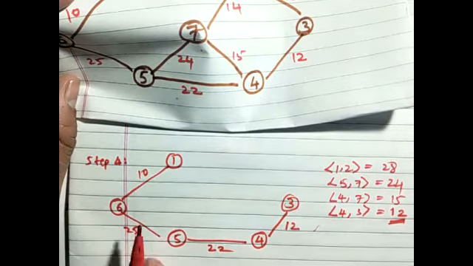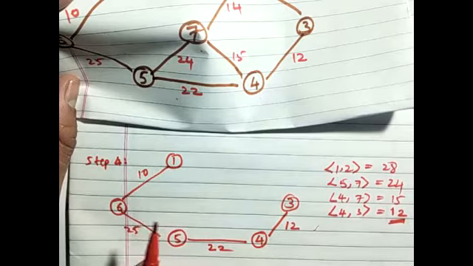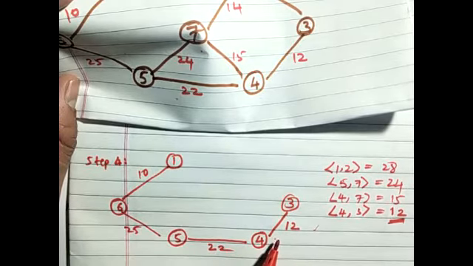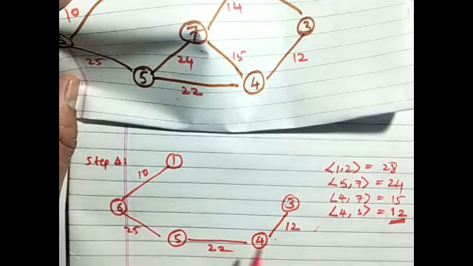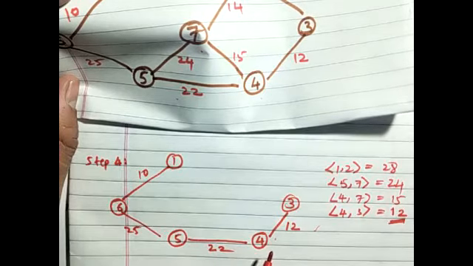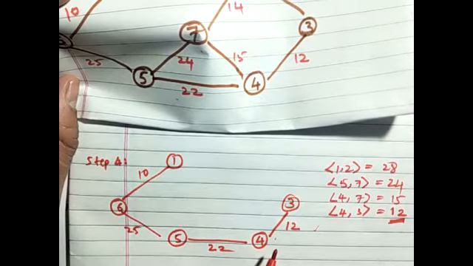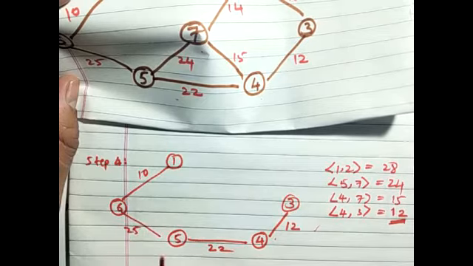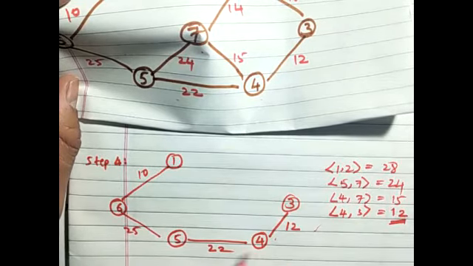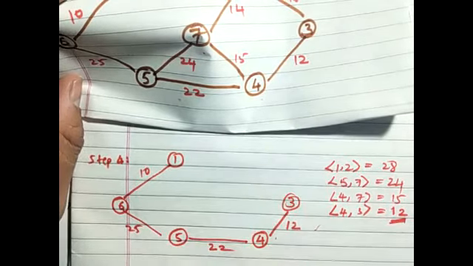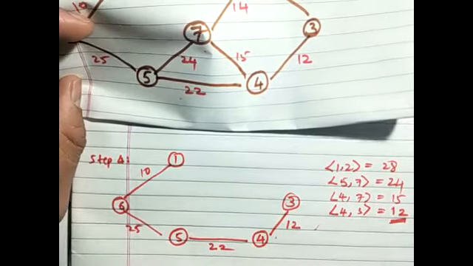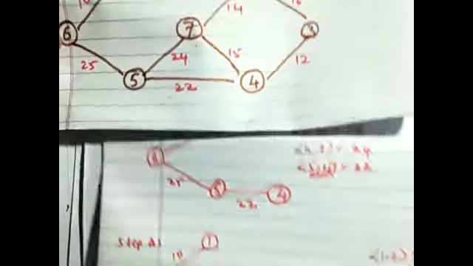Right? Now, if you count the total number of edges here, we have 1, 2, 3, 4. Is it a spanning tree? No, it is not a spanning tree because we need to have 6 edges and we need to cover all the vertices. Right? Still, we have 2 more vertices left out. Okay. Now let us continue with the next step.